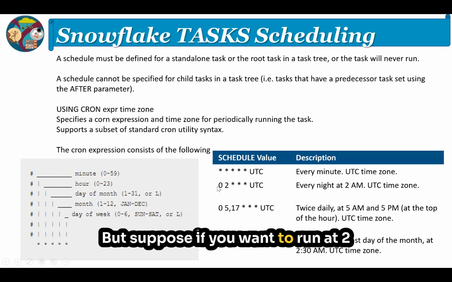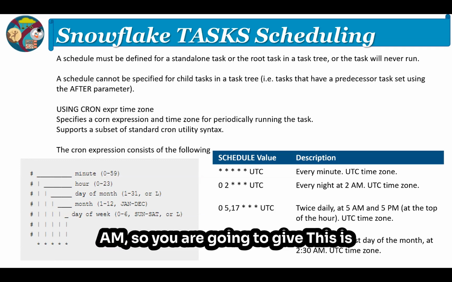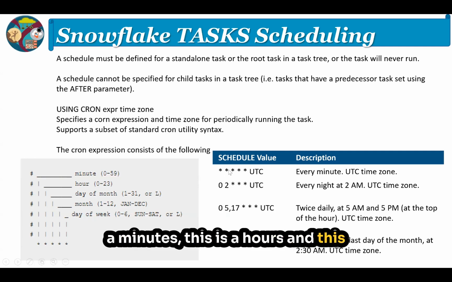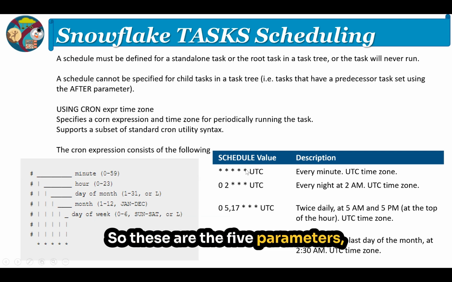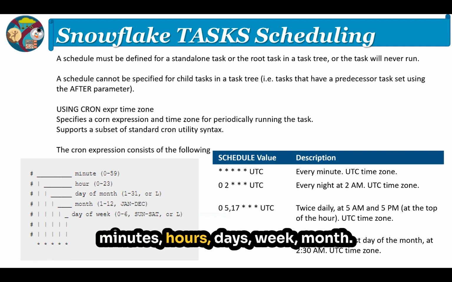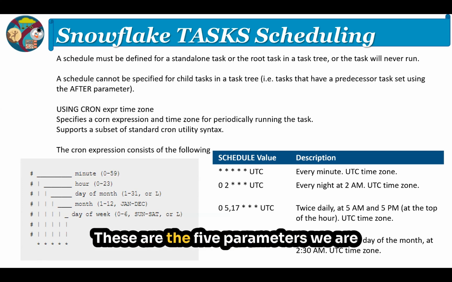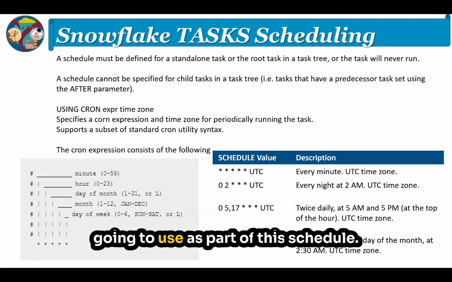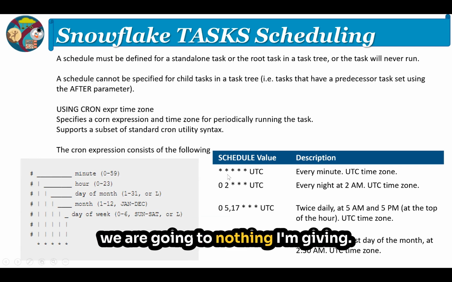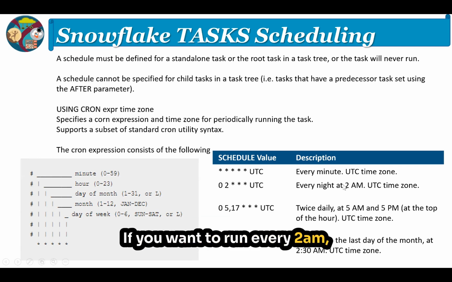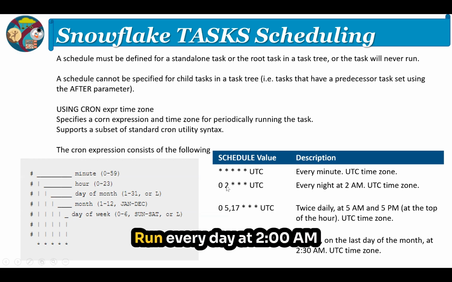Suppose you want to run at 2 a.m. Here you give the minutes, this is the hours, this is the day of the month, this is the month, and this is the weekday. So these are the 5 parameters we are going to use as part of this scheduling: minutes, hours, days, month, week. If you want to run every minute, I give nothing. If you want to run at 2 a.m., I give 0 and 2, and it will run every day at 2 a.m.